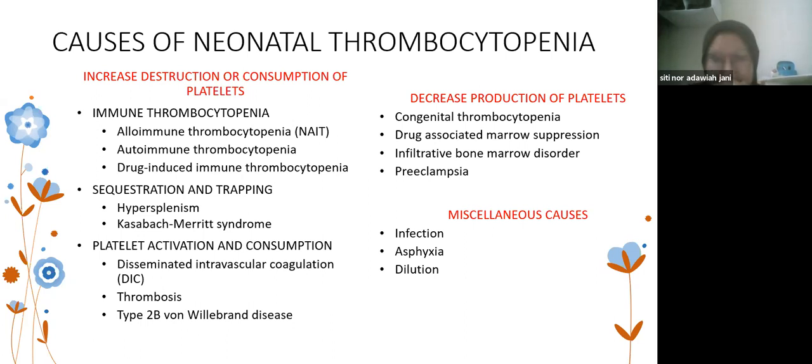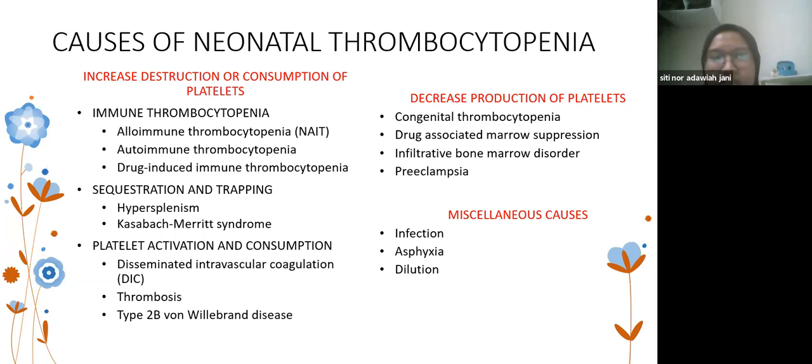Causes of neonatal thrombocytopenia can be classified by several different methods, but in this slide, I'll divide it by its mechanism, which is increased destruction or consumption of platelets, decreased production of platelets, or miscellaneous causes. So increased destruction or consumption of platelets can be divided into three parts, which is immune thrombocytopenia. And immune thrombocytopenia is quite important, and I will discuss it later in a further slide. Also, sequestration and trapping, like in the case of hypersplenism.